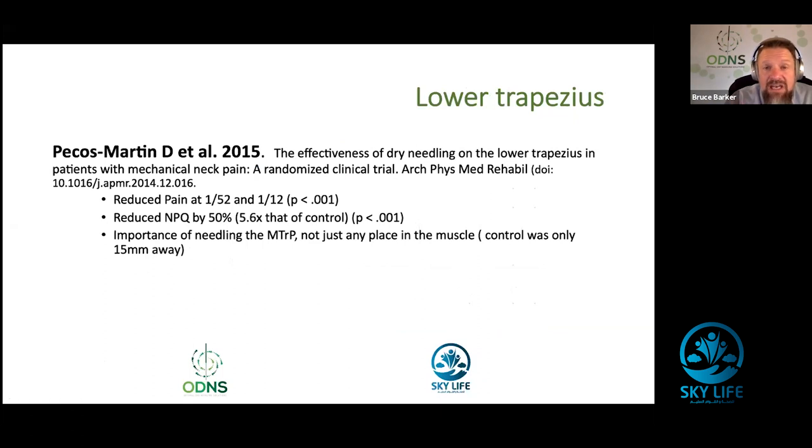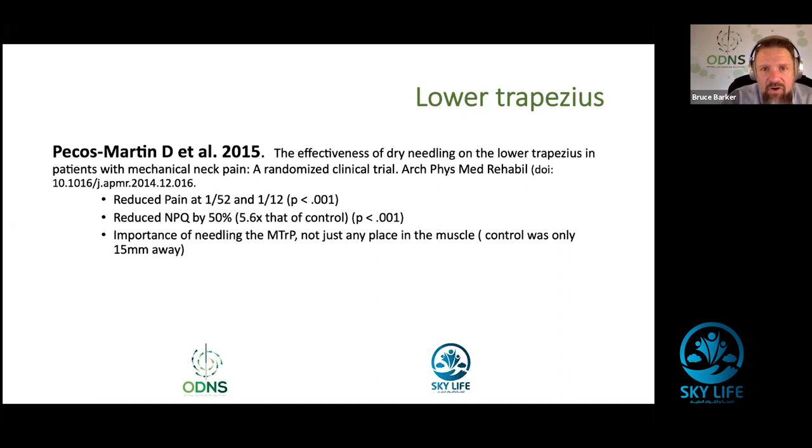Lower trapezius. Really underestimated muscle, lower trapezius. Another fascinating paper was published with dry needling of this muscle. Now here, what they're trying to do is to see, okay, exactly how accurate do you have to be? That's the question. If you miss the trigger point by, let's say, 15 millimeters, you still get the same effects. So they went and palpated the trigger points and either needled the trigger point in lower trapezius accurately or not accurately.